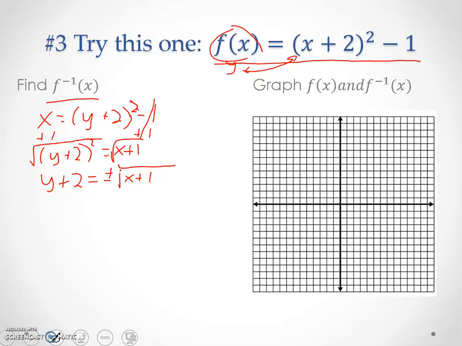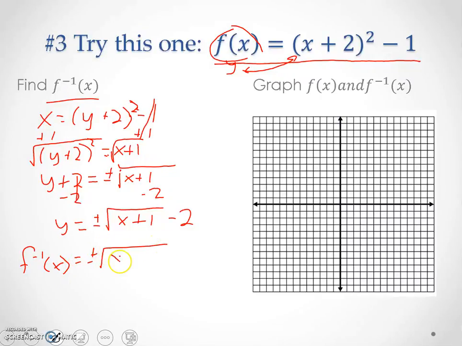But I still don't have the y by itself. I'm going to subtract 2 from both sides. So I will have y equals plus or minus the square root of x plus 1, and then minus 2, which means I can write it with the inverse notation. The inverse of x is going to equal plus or minus the square root of x plus 1, and then minus 2. So this is what the inverse of our original looks like.